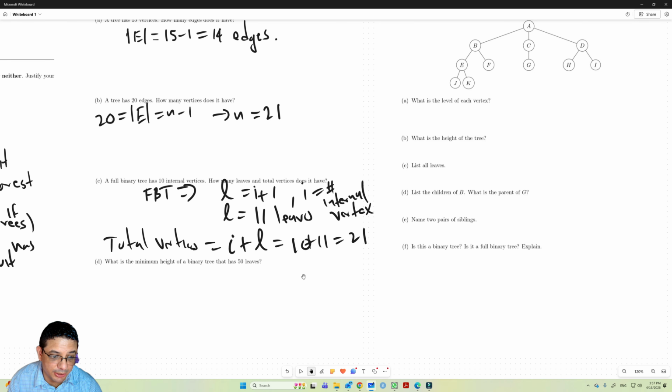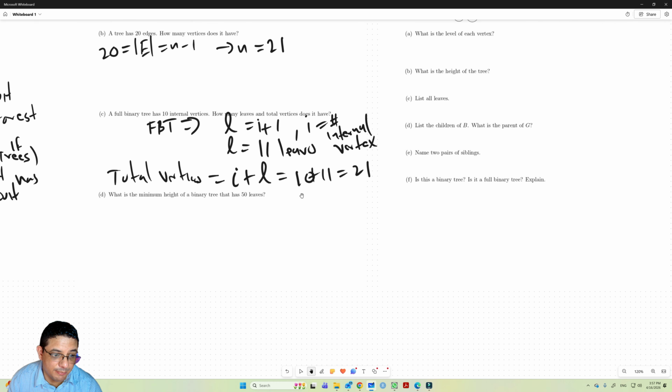Now, on question D, we want to know the minimum height of a binary tree that has 50 leaves. So remember that a binary tree of height h has at most 2 to the h leaves.